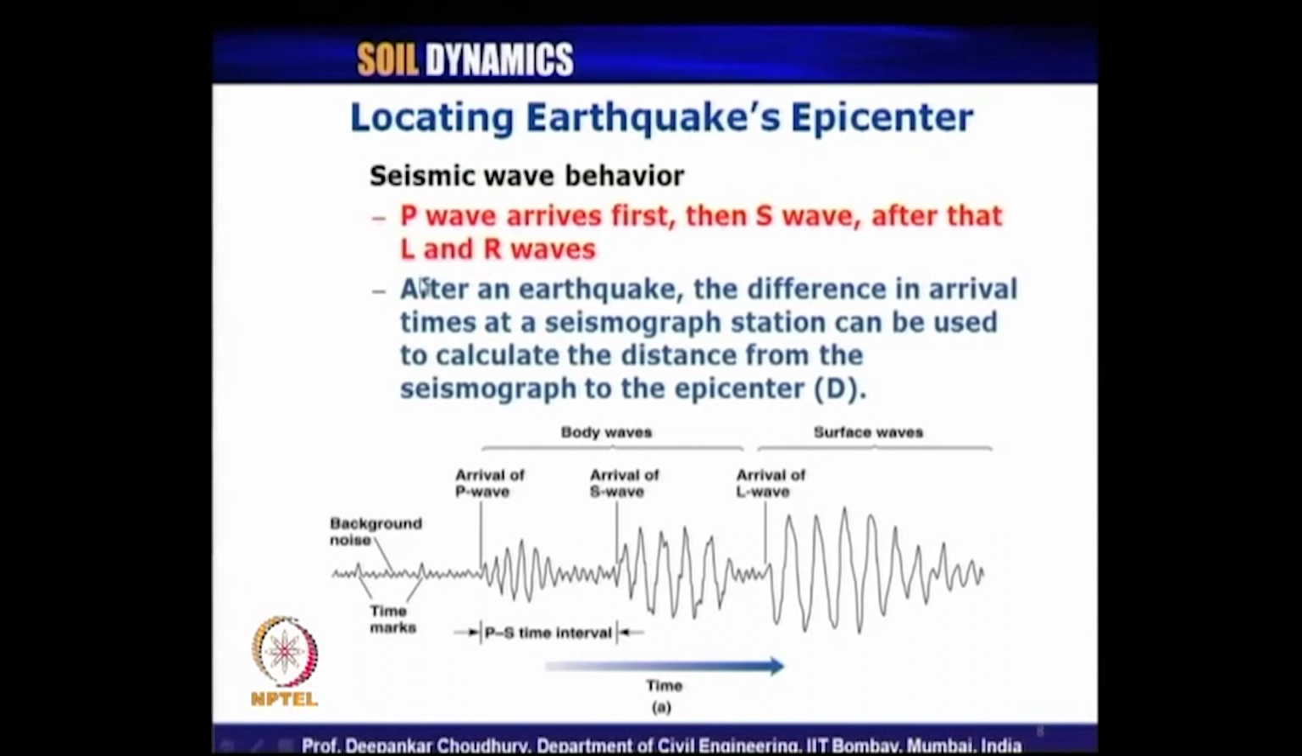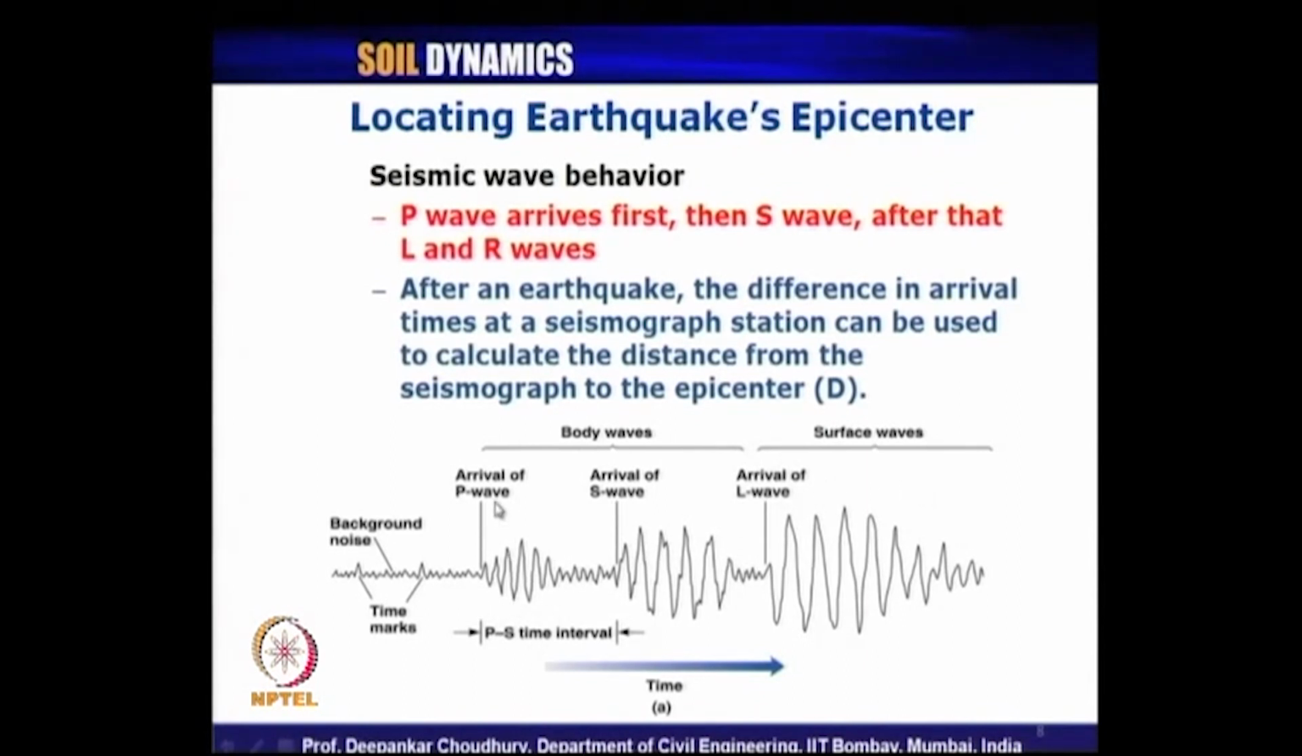Then how to locate earthquake's epicenter? We have seen different methods, because in the seismogram where all the waves are arriving, we have seen that first P wave will arrive, then is followed by S wave. There will be sufficient time lag between the arrival time of this P wave and S wave, and then all the surface waves will arrive. That is first the Love wave and followed by Rayleigh wave.